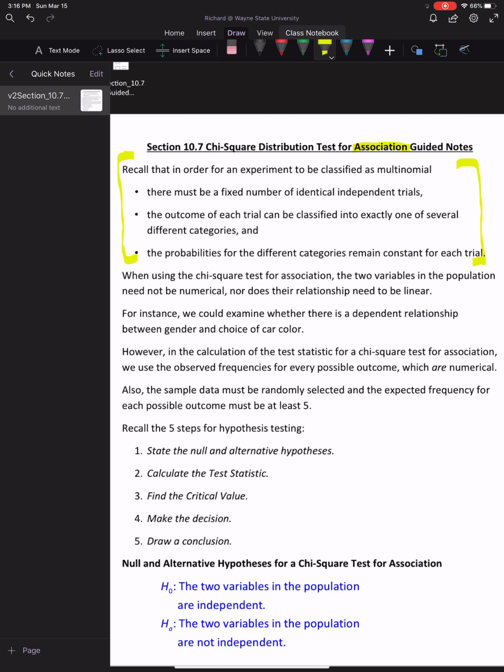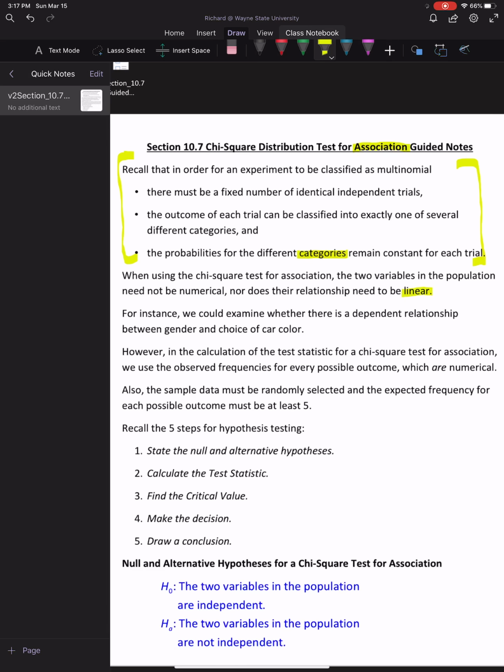The biggest thing with this type of test is that we're dealing with categorical variables. That's what association in this respect is referring to. So trying to compare categorical variables, is there a relationship? That's what it's really asking. So it says, when using the chi-square test for association, the two variables in the population need not be numerical, nor does the relationship need to be linear. So that's a very cool idea.